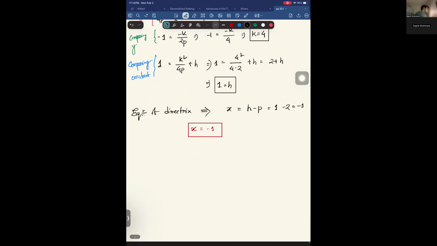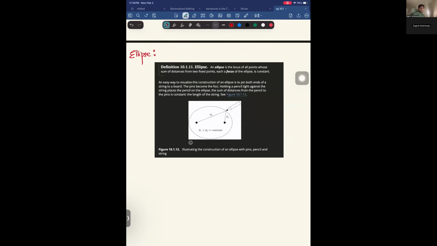Right? And the focus is (h plus p, k), which is (1 plus 2, 4), which is (3, 4). That's it. So you should expect some problem like this.